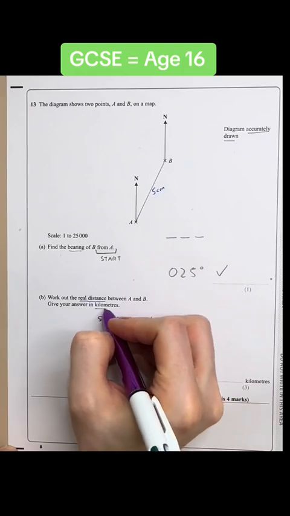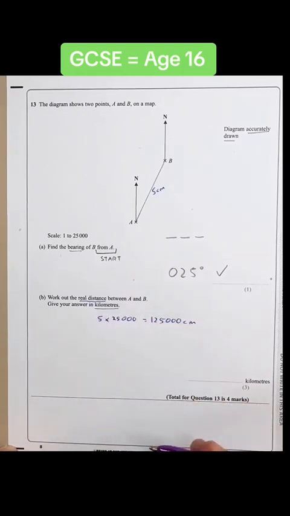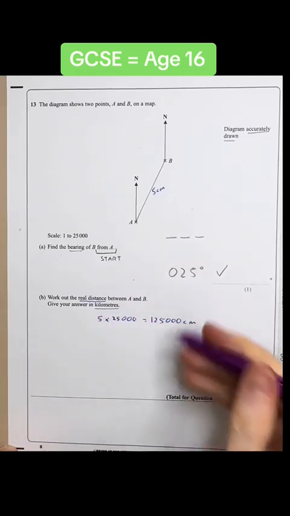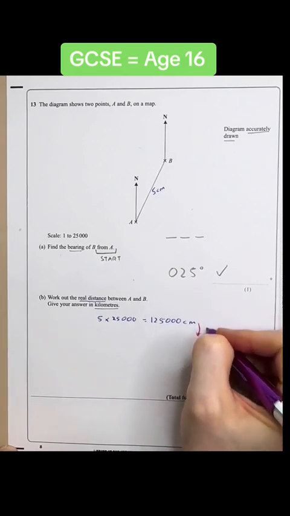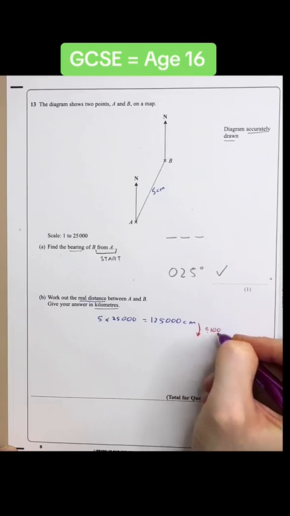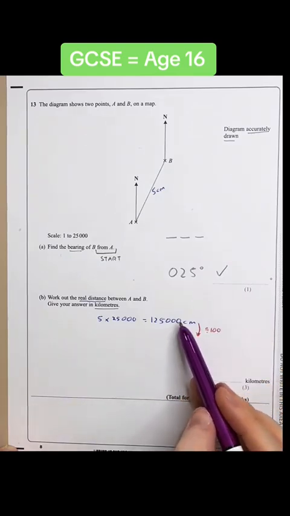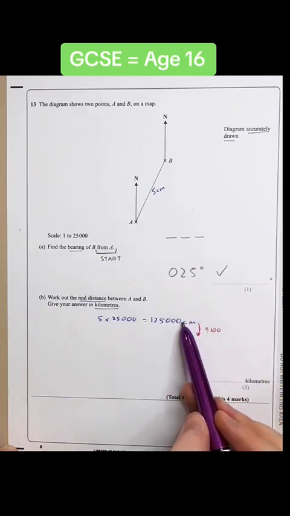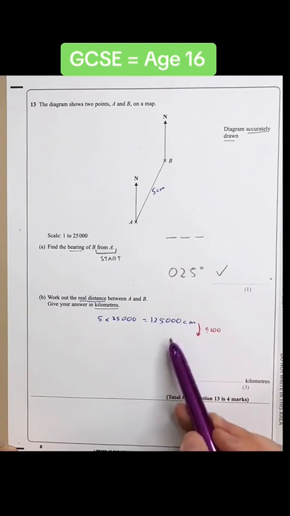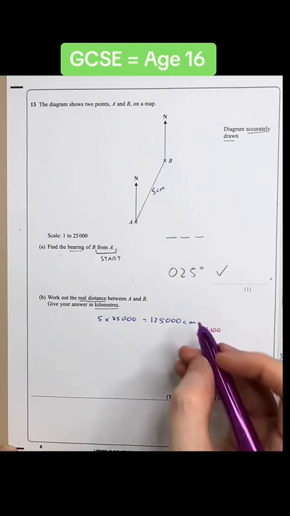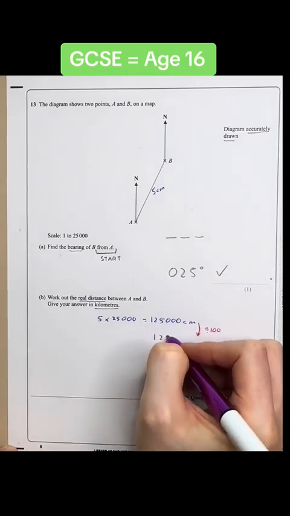As we want our answer in kilometers, first of all, I'm going to change from centimeters into meters by first of all dividing by 100. Because I know there's 100 centimeters in a meter. So dividing by 100, if it ends in zeros, I can just cancel off 2 zeros. Alternatively, bring a decimal in 2 places. So 125,000 divided by 100, that'll come out to be 1,250.